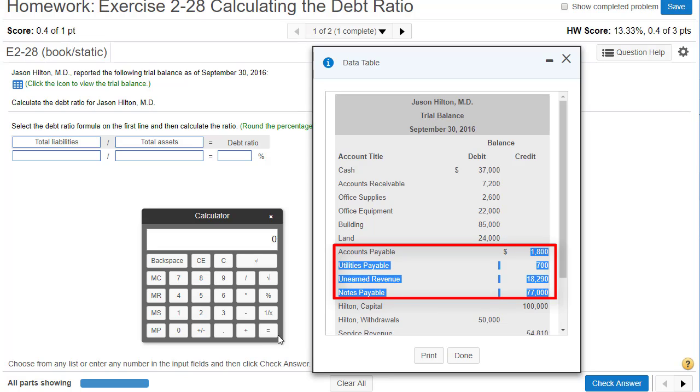So we have to add up those four. So we're going to add $1,800 accounts payable plus $700 utilities payable plus $18,290 of unearned revenue plus $77,000 of notes payable. Gives us $97,790. So I'm going to click into the cell under liabilities, hit the arrow, it shoots it over there so I don't have to risk mistyping it.